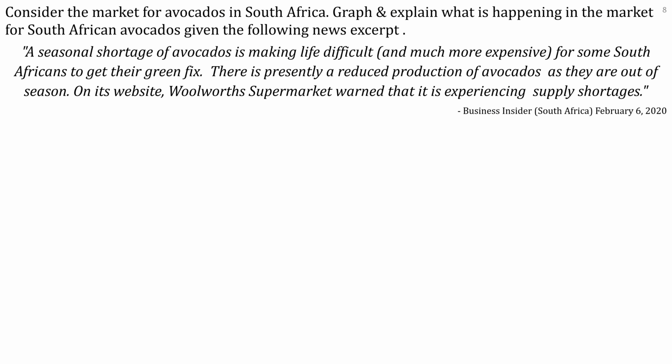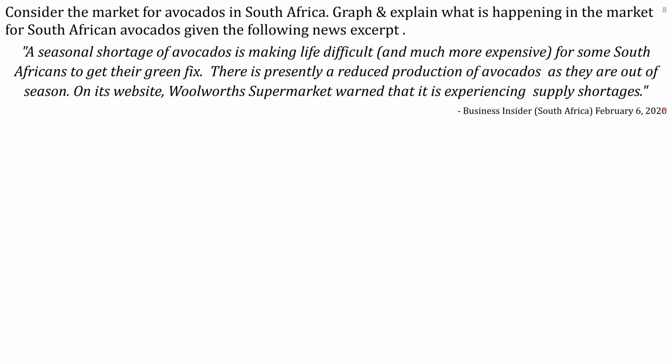This is an excellent test question. You're given a news excerpt and you're supposed to explain it and graph it. So let's see what it says. A seasonal shortage of avocados is making life difficult and much more expensive for some South Africans to get their green fix. There is presently a reduced production of avocados as they are out of season. On its website, Woolworths warned that it's experiencing supply shortages.